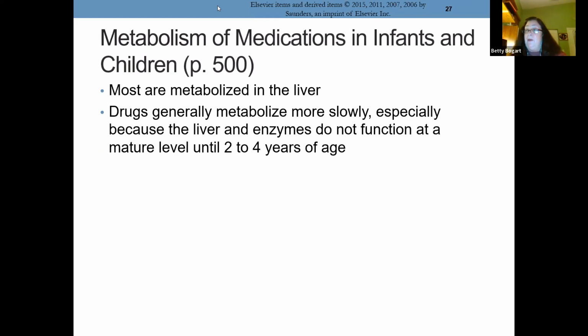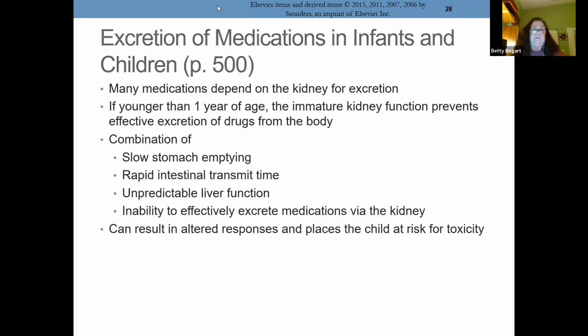Metabolism, you metabolize in your liver. We know their livers are not mature, and they're saying it's not mature until they're about 2 to 4 years old. So again, we know a lot of that medicine stays inside the body and it can build up. Excretion through the kidneys. Again, kidneys are immature for children less than 1 year old. So we have to be careful.